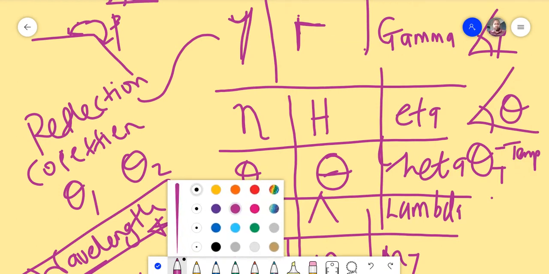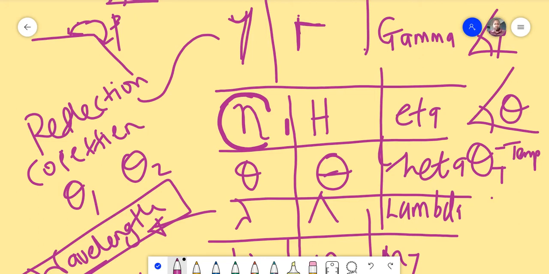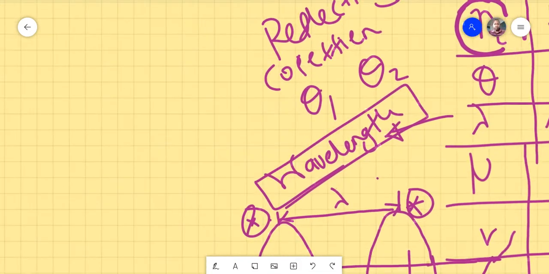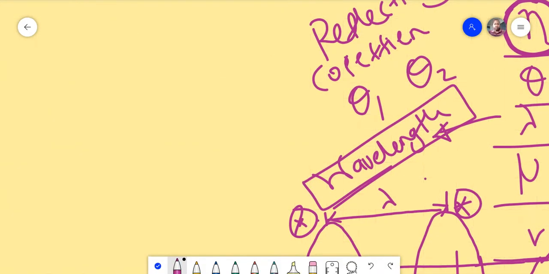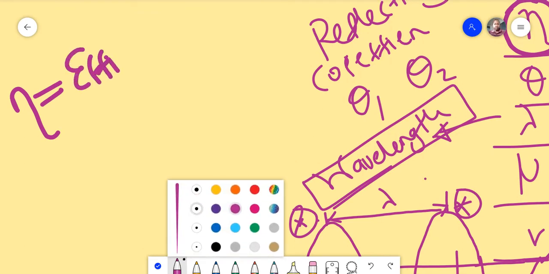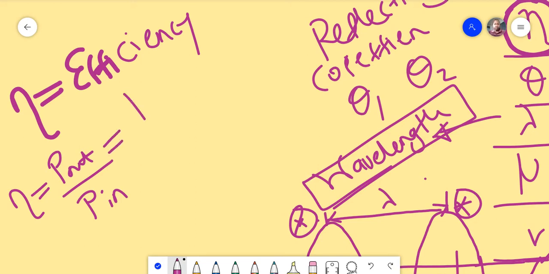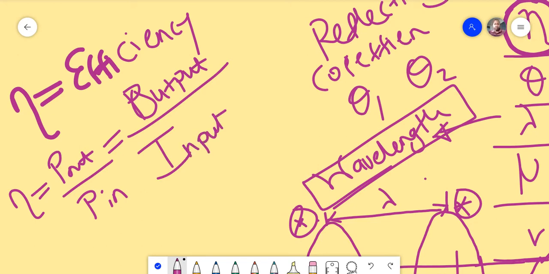So this symbol here, this one, eta, usually represents efficiency, especially when it comes to power systems, to circuits. And the efficiency is usually given as the output power over input power, or rather output quantity. It can be anything: output quantity over the input quantity. So it's output over input.